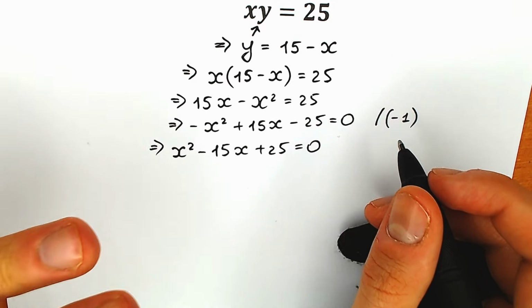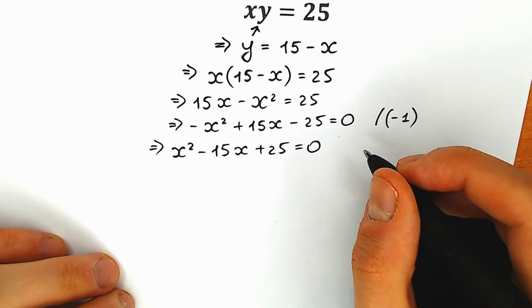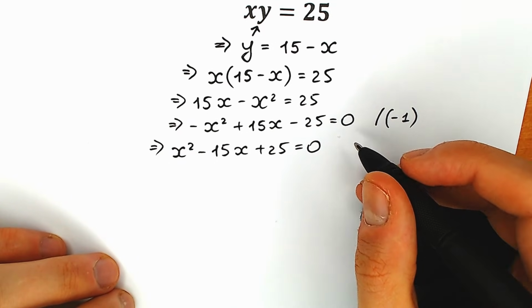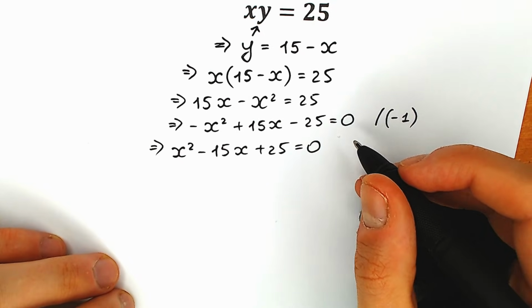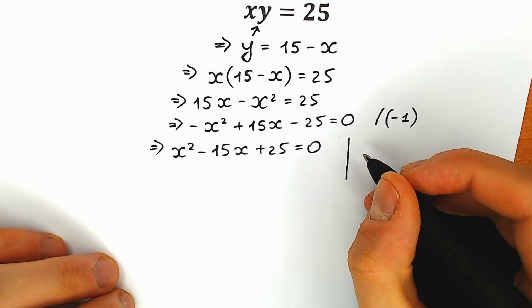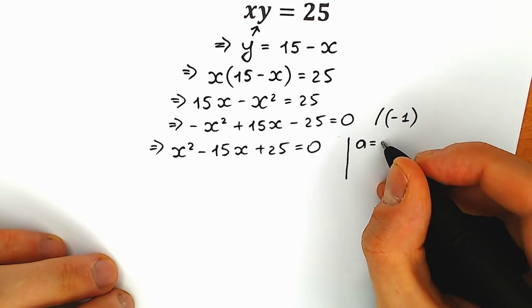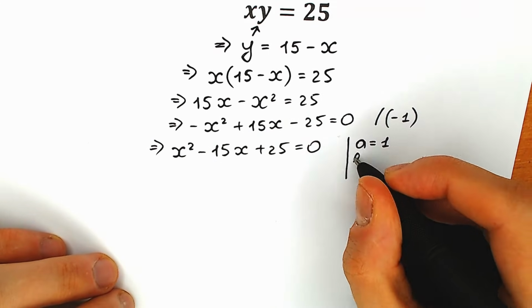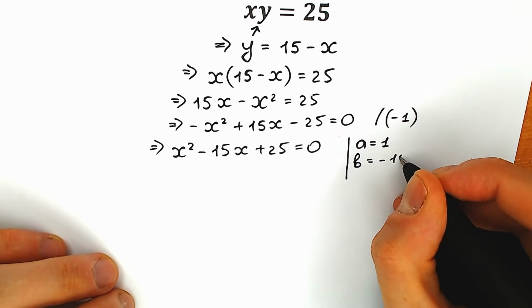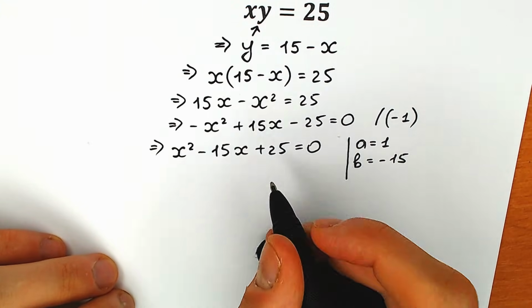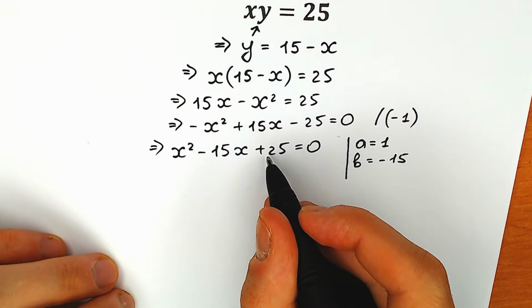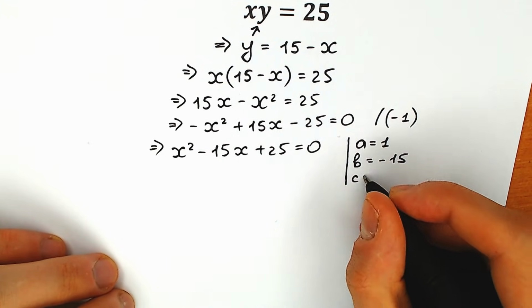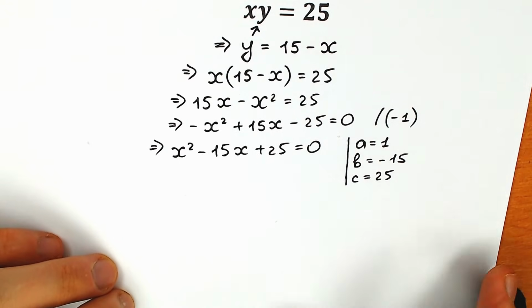There are a lot of methods, but I'm going to choose this one because maybe a lot of students here may be learning mathematics, so I'm going to use the basic method of coefficients. So a equals 1, the first coefficient; the second coefficient is minus 15, so b equals minus 15; and the third coefficient c equals 25. And now let's plug in everything.